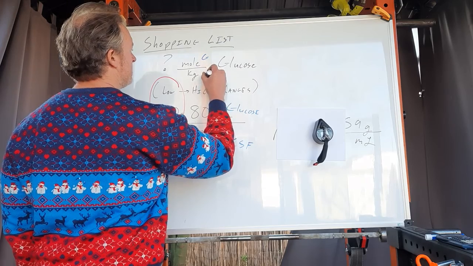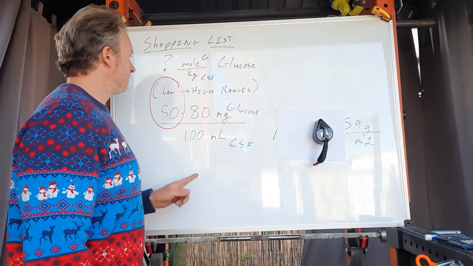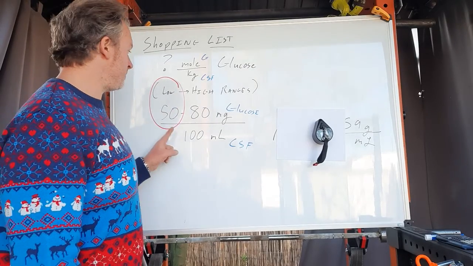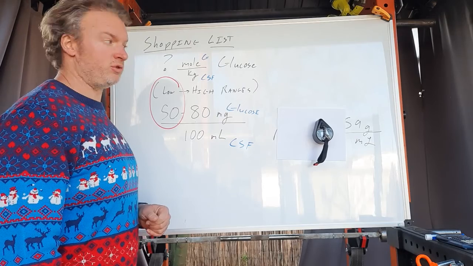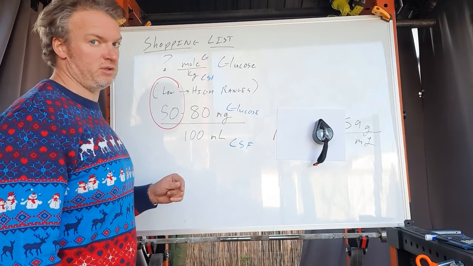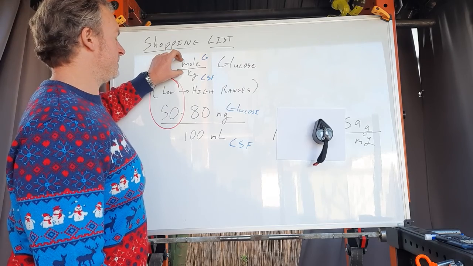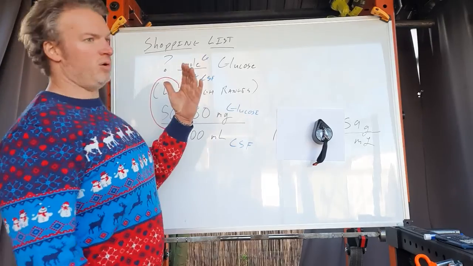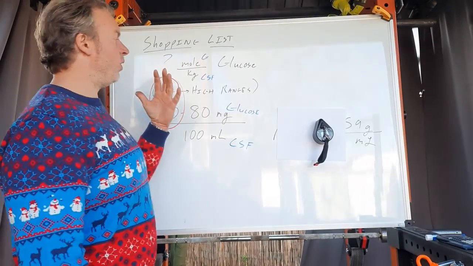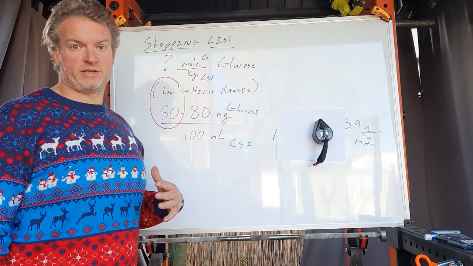I'm going to put a G and a CSF there just so we're clear about that. For this example, we're just going to calculate the low end, the 50 milligrams of glucose per 100 milliliters of CSF. And we want our units in moles per kilogram at the end of the day. So I want to start my scaffold with something that has moles of glucose or kilograms of CSF in the top or bottom right there.